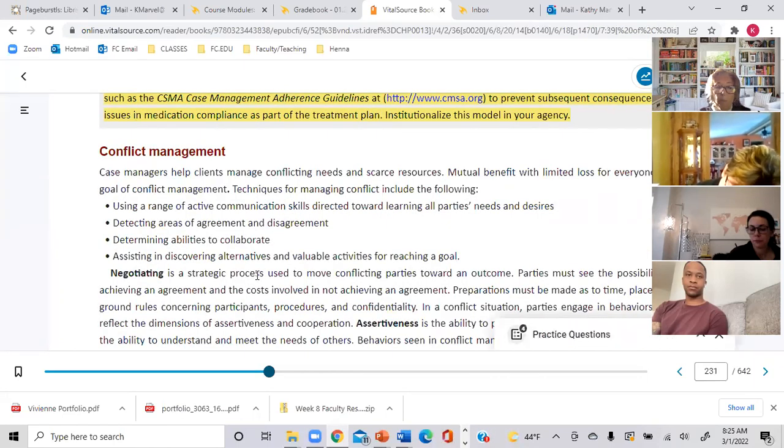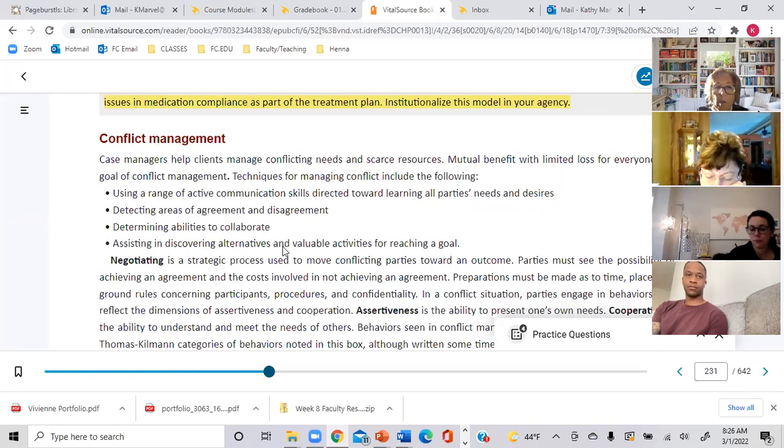Okay, you could read through this section. It's a good section, conflict management, right? Because if you are the coordinator, the case manager, you're going to come upon conflict. Somebody may not agree with you. Somebody may want to take a different path. Okay, so what are some positive ways to deal with conflict management?